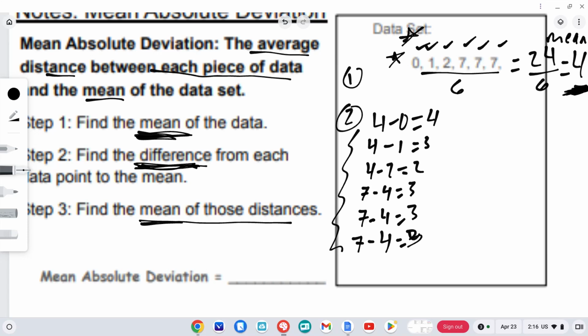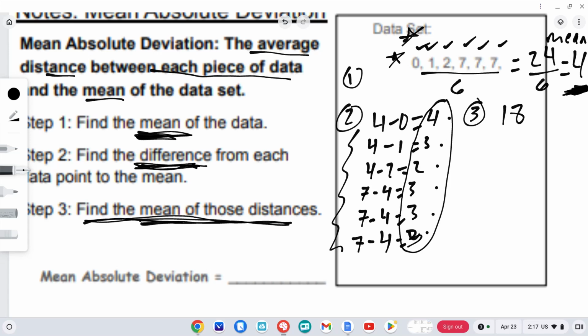Now that we have our new numbers, we're going to be using these numbers for step 3. So again, what was step 3 over here? Find the mean or the average of those distances. Just like we did in the first step, we added all the numbers together and divided by how many there are. So I'm going to quickly add up 4, 3, 2, 3, 3, and 3. Okay, so adding all of those together, I get 18. And there were 6 numbers. So if I divide by 6, I get 3.